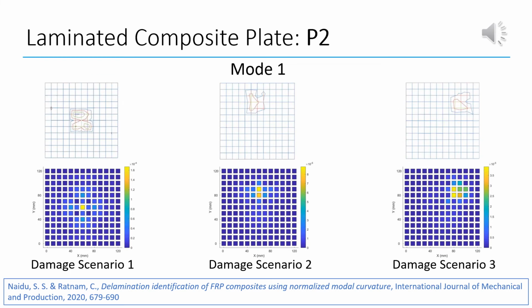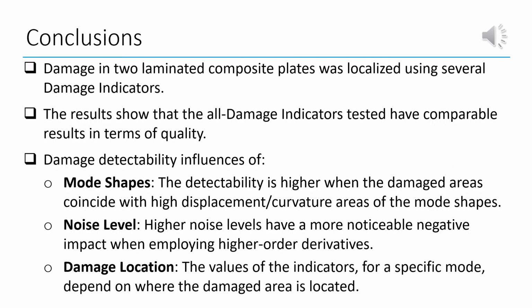It is worth comparing the results reported in the paper of Naidu and Ratnam, shown at the top, and the present ones, shown at the bottom. As we can see, there is a clear similarity between our damage localizations and the ones obtained by Naidu and Ratnam. To end this presentation, a few conclusions and ideas for future developments will be highlighted.